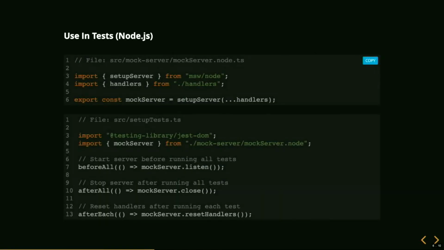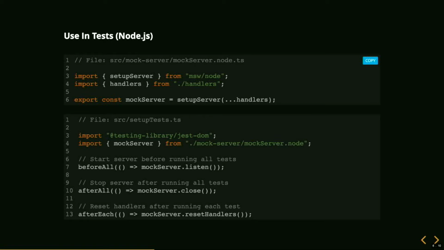So now let's take a look at the testing side. Similar to what we did for the browser environment, we just need to set up the mock server, export it, and make some minor changes in the setup test file. The changes we need to make are: before running all tests, we start the server, and after running all tests, we stop the server. And after running each test, we reset the handlers. This is to reset the one-off overwriting, which we might not cover in this talk, but we need to add this line. That's all the setup we need.